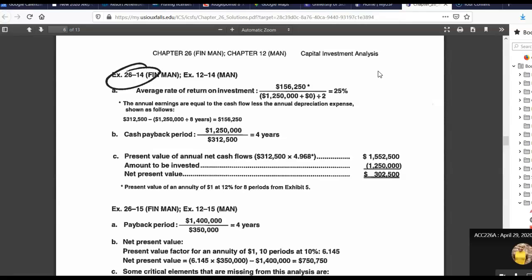Questions on number 14? Okay. Oh, I know, because you see this right here and you think, oh, that's what this is. Well, it's 312 minus this number here, 156,250, which happens to be the same. They should not have done that. They should have made it 7 years, so it would have been a different number. But okay.